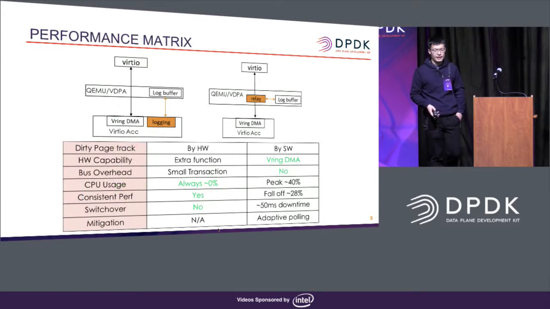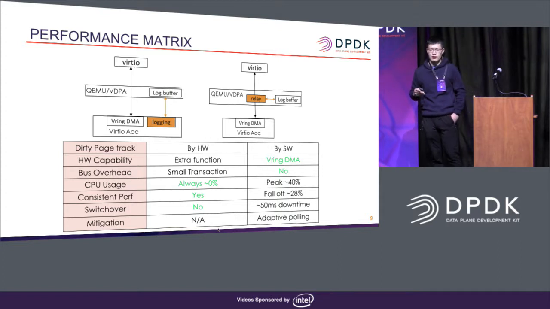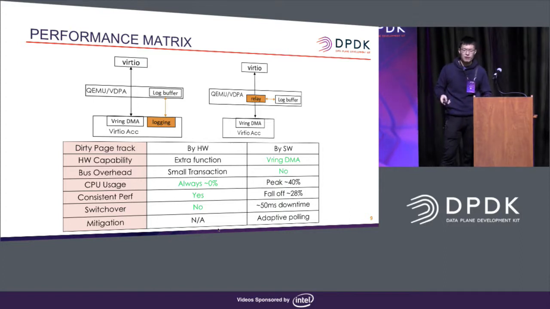Okay, let's see how the hardware logging compares to software logging. In the hardware logging mode, we have extra requirements for the hardware design guides. So we need an extra logging function besides the basic vDPA DMA block. And because the logging DMA is at a byte level, all the logging DMA requests are small PCIe transactions or other kinds of small bus transactions.